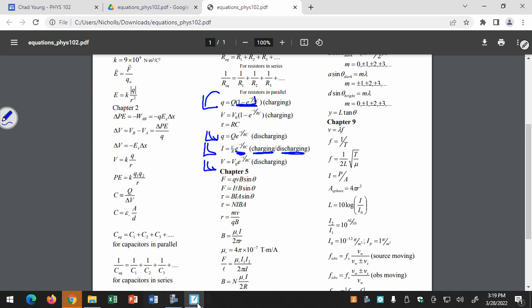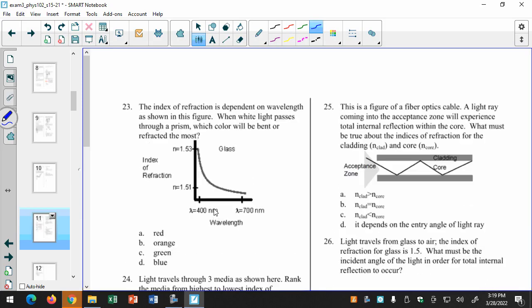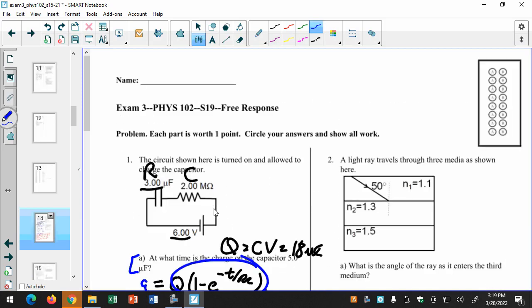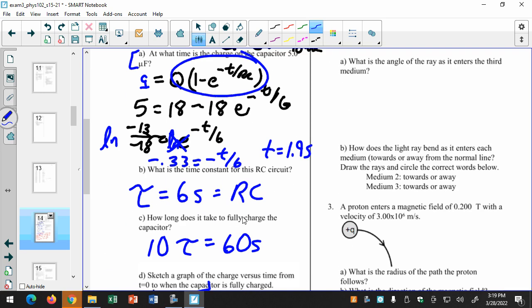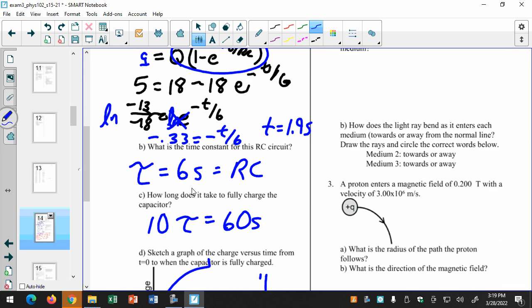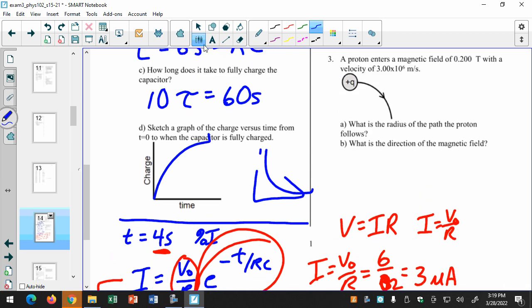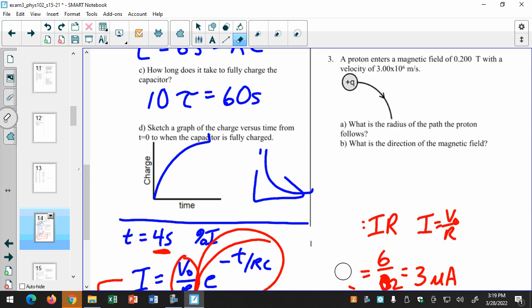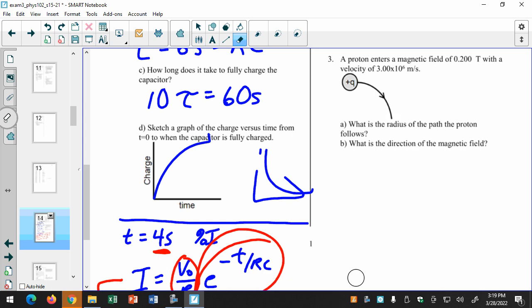Let's go back to our free response. Which one were we doing? This one. So you'll have something like this. Then you'll have something like number 3 right here. Number 3 is a mass spectrometer, because I have this charge entering into a magnetic field and it has a certain radius.